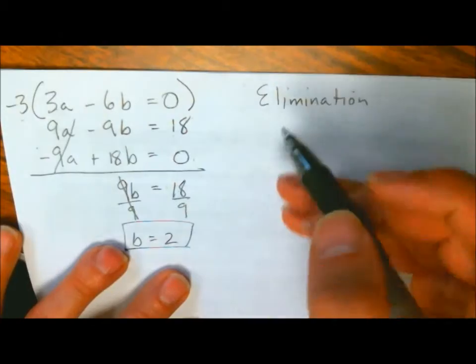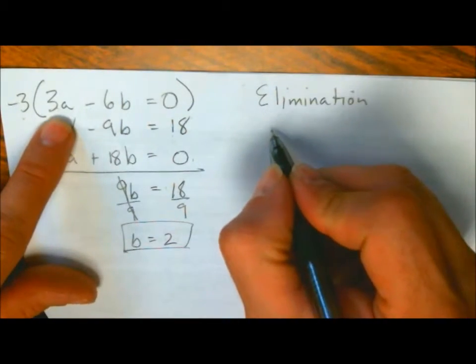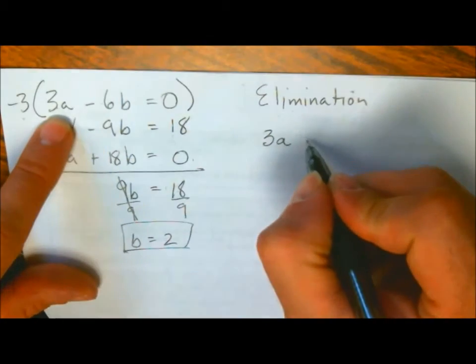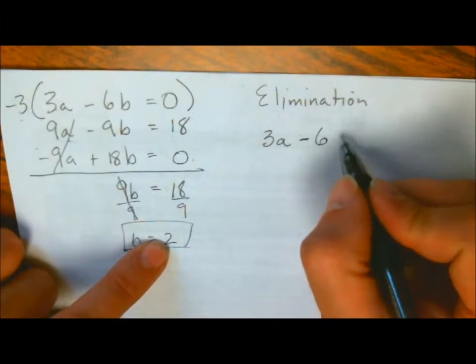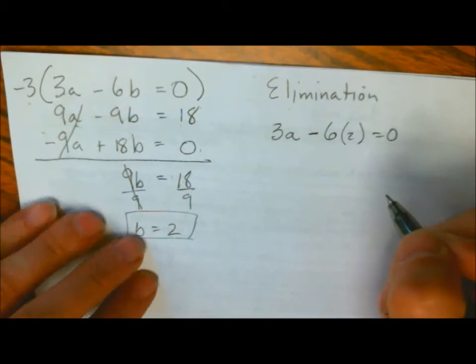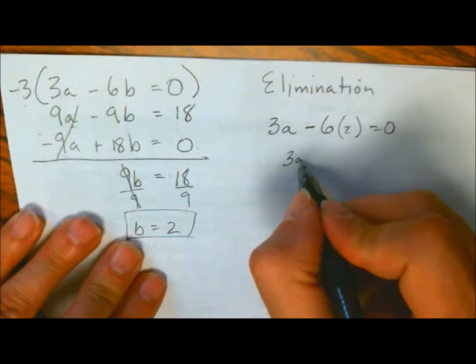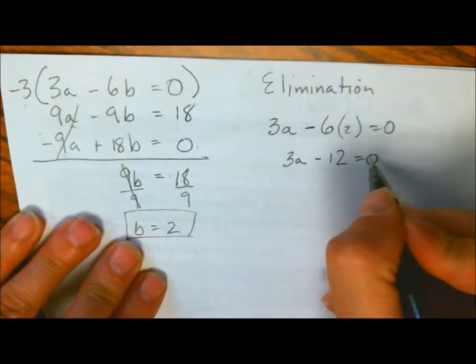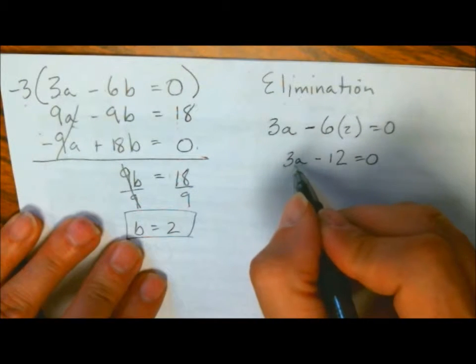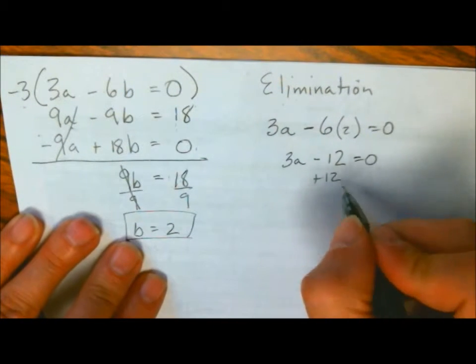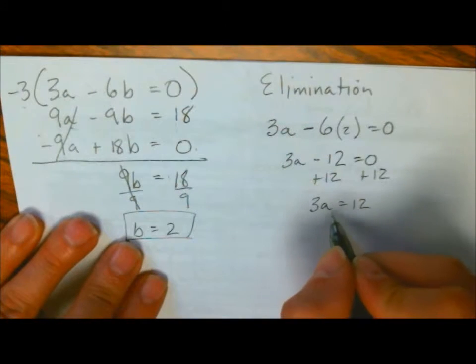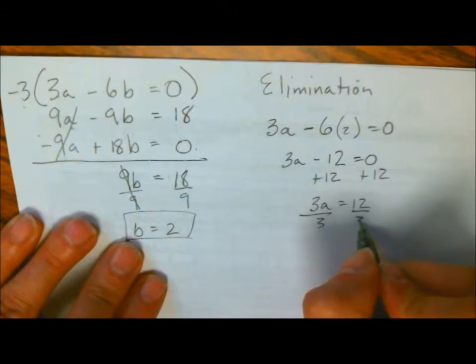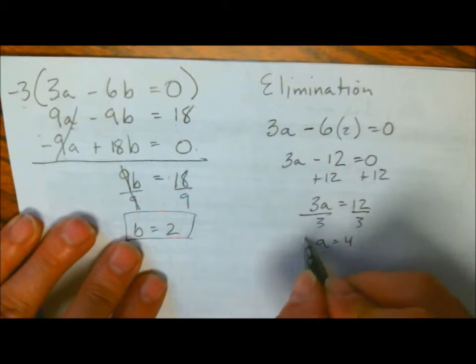Cool. Well, now that I have b, I can go into one of these equations and find a. Let's just use this one. 3a minus 6 times b, and b is 2, equals 0. So I know that 3a minus 12 equals 0. I want to get a by itself, so I'm going to add 12 to both sides first. And I get 3a equals 12. If I divide both sides of this by 3, I get a equals 4.